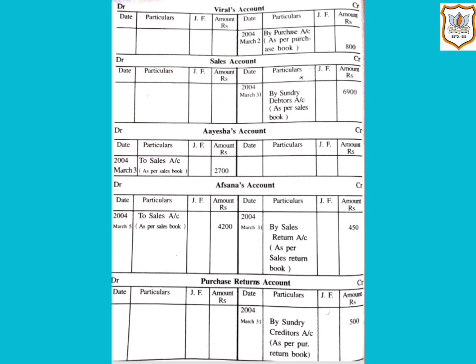Here you can see that in the particulars column of each customer, the account having an opposite effect, that is sales account, will be written. Here it is. And in sales account, sundry debtors are written. Here it is.